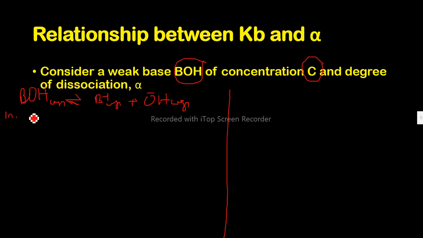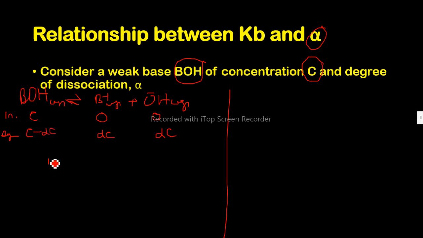Initially, you will have C moles of the base and 0 moles of B plus and 0 moles of OH minus. But at equilibrium, if alpha is the degree of dissociation, if alpha is the degree of ionization, then at equilibrium we shall have alpha C of OH minus, and because it is the same, alpha C of B plus ions, and alpha C of the base is going to dissociate, so we shall remain with C minus alpha C.